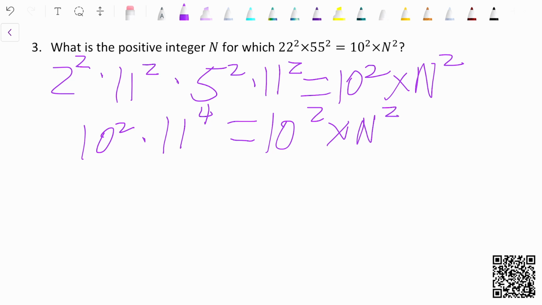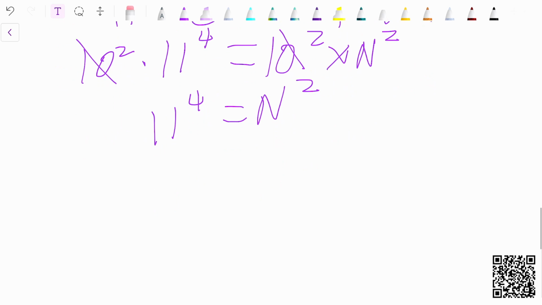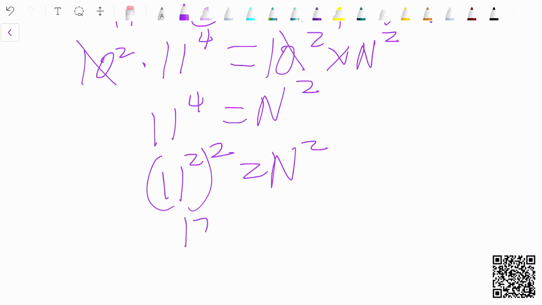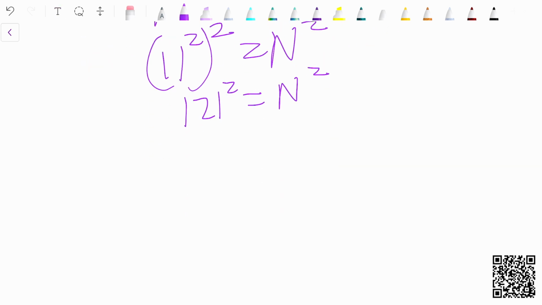Then we could even these two out. So we would get 11 to the power of 4 equals n to the power of 2. And now we need to convert 11 to the power of 4 into a number to the power of 2. So this would equal 11 to the power of 2, to the power of 2, would equal n to the power of 2, which means it would be 121 to the power of 2 would equal n to the power of 2. I'm writing out all the steps. So that means that n equals 121.